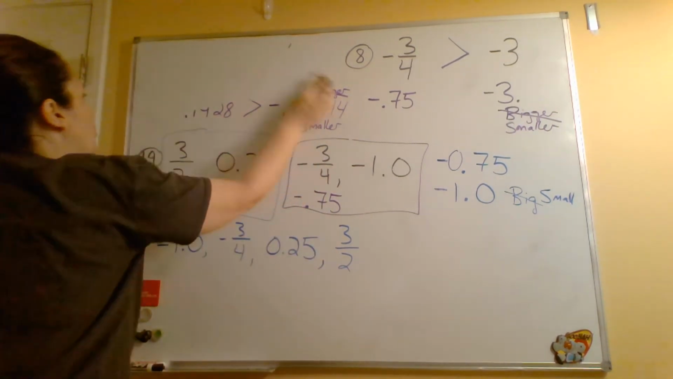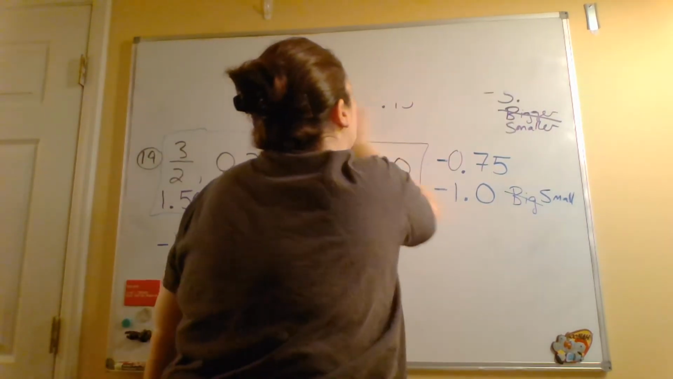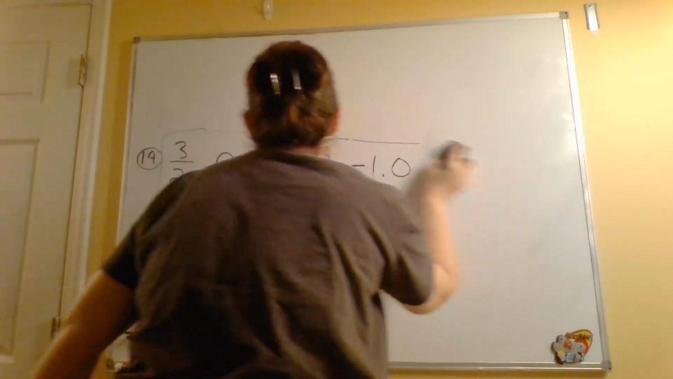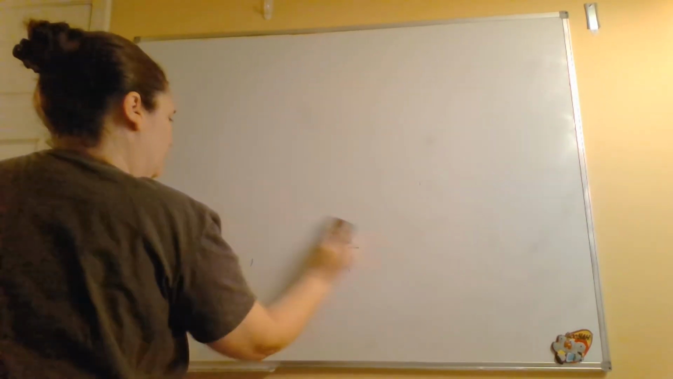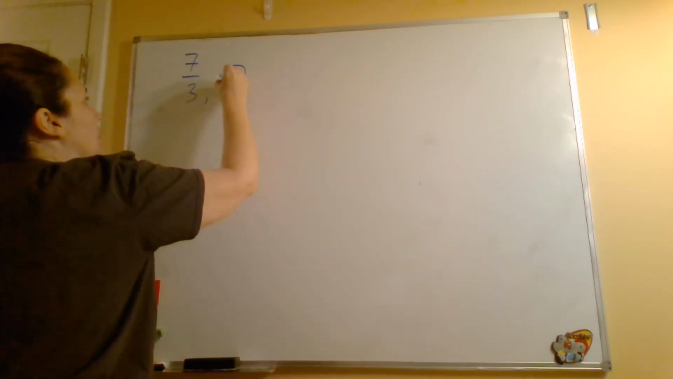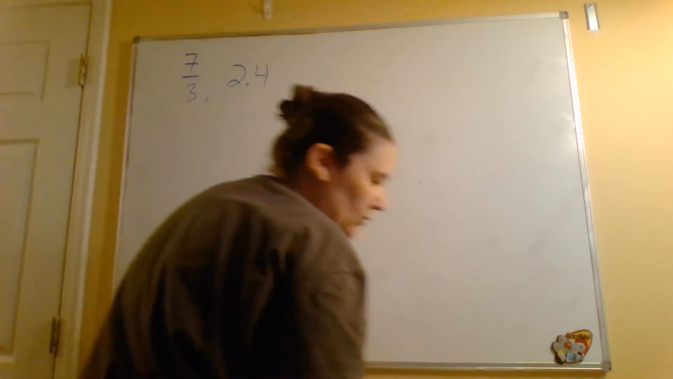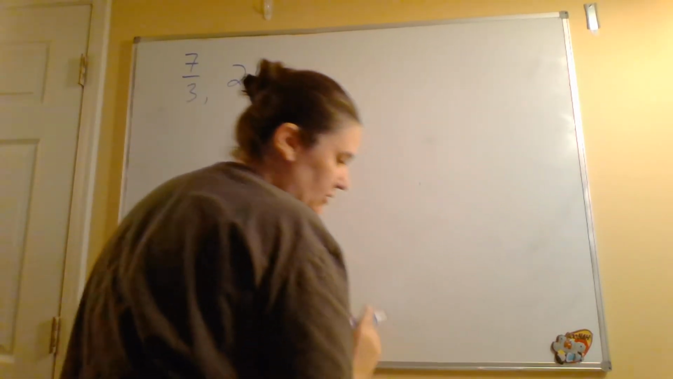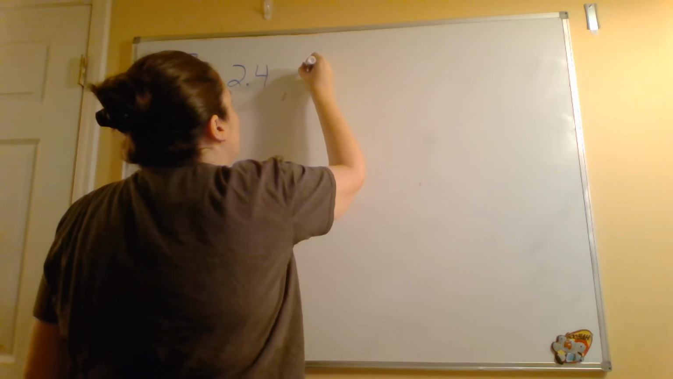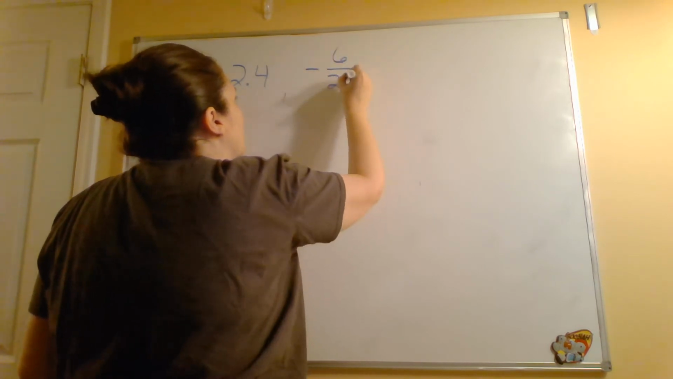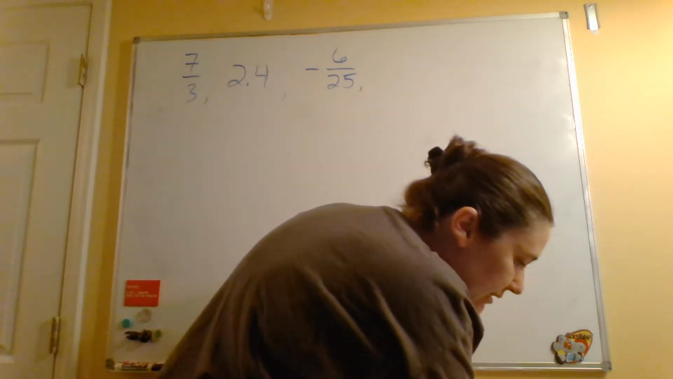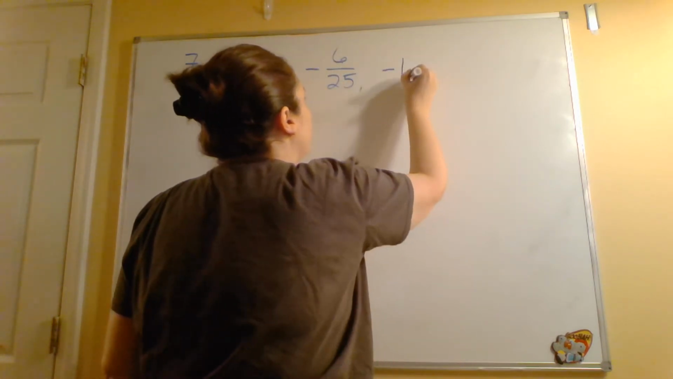Okay, I have one more problem to do. We had to do number 20. That's 7/3 and 2.4. And the others are negative 6/25 and negative 1.34.